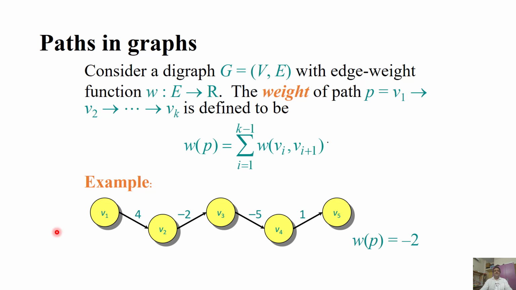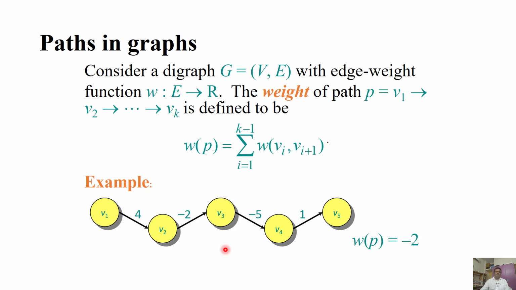For example, for this path, if we represent this path as p, what is the weight of this path? The weight is basically the sum of the weights of the edges in this path. So, what is the sum? 4 minus 2 minus 5 plus 1. This will give us minus 2. So, this is the weight of this path, which is the sum of the weights of the edges on the path. So, this is a path and the weight of the path.